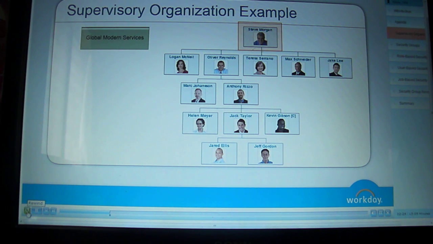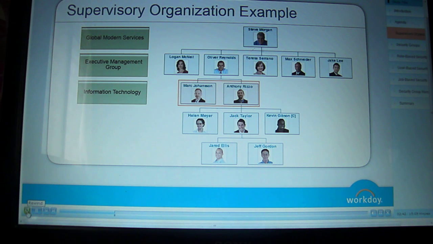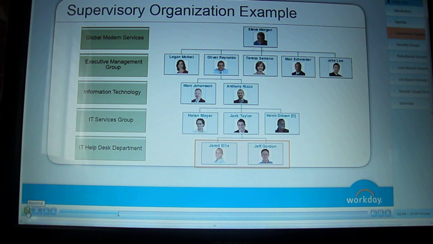Steve is the CEO of the company Global Modern Services. Logan, Oliver, Teresa, Max, and Jake are all members of the Executive Management Organization, which report to Steve. Mark and Anthony are in the Information Technology Organization and report to Oliver. Helen, Jack, and Kevin are in the IT Services Organization and report to Anthony. Jared and Jeff, who are in the IT Help Desk Organization, report to Jack. A worker can only belong to one supervisory organization.